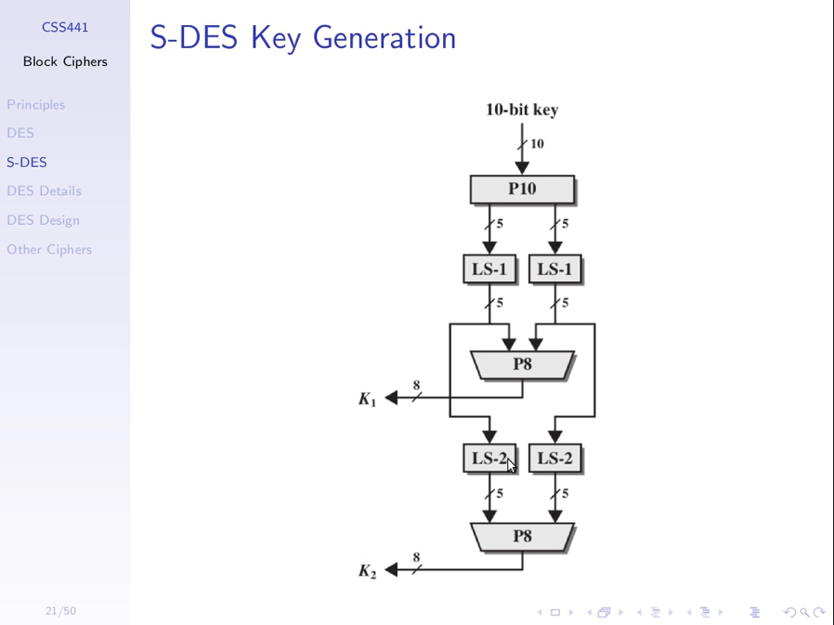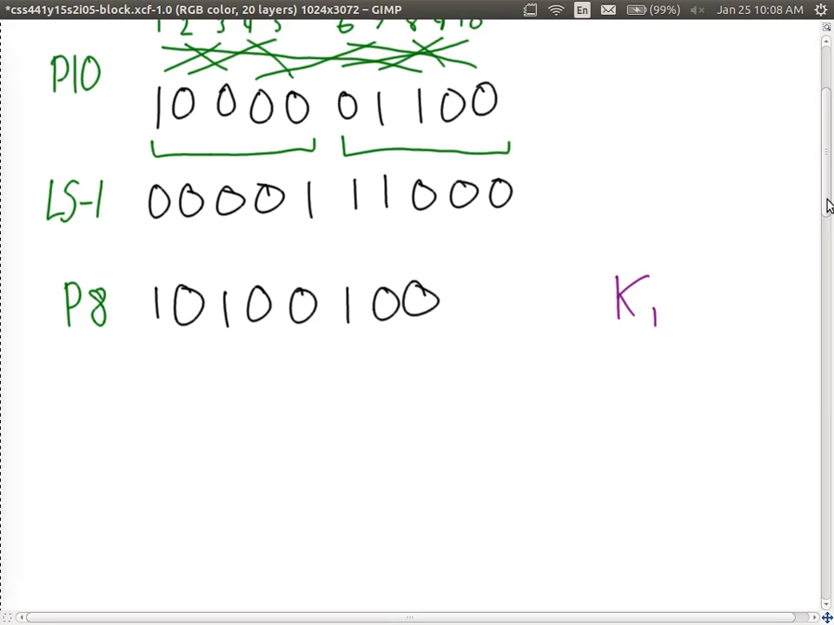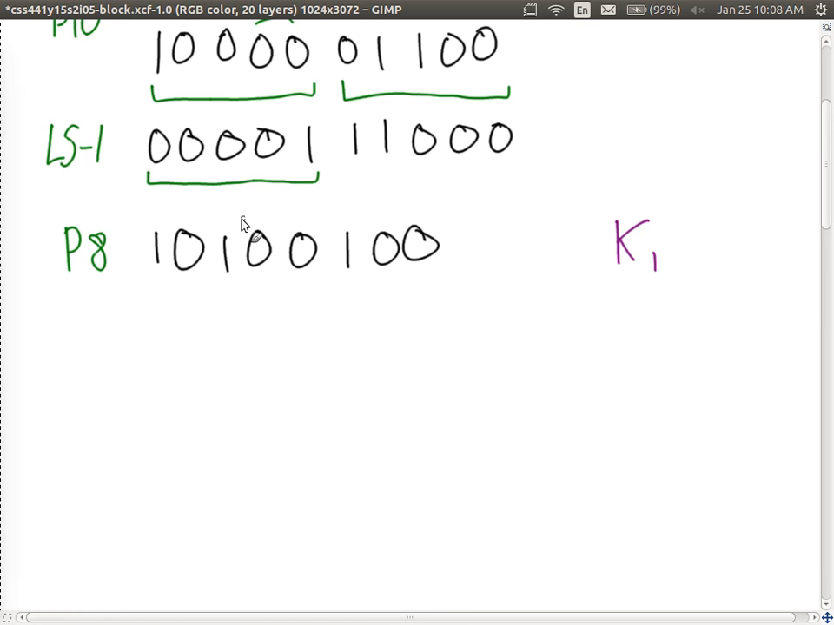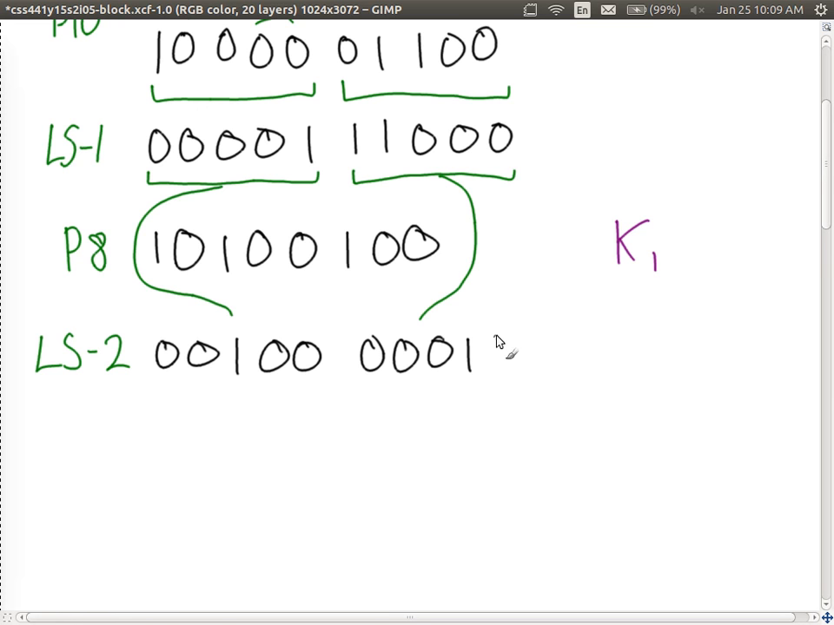So let's quickly do that. We'll keep drawing here. We take these 5 values and do a left shift by 2 positions. So we're going to continue with these 5 and do a left shift by 2, and that's easy. This 1 will move to the middle position. Left shift by 1, 2 positions. And similarly, we'll do a left shift by 2 positions on the right 5 bits. We have 3 zeros, and the 2 ones will end up at the end. And then take those 10 bits and do P8 again.